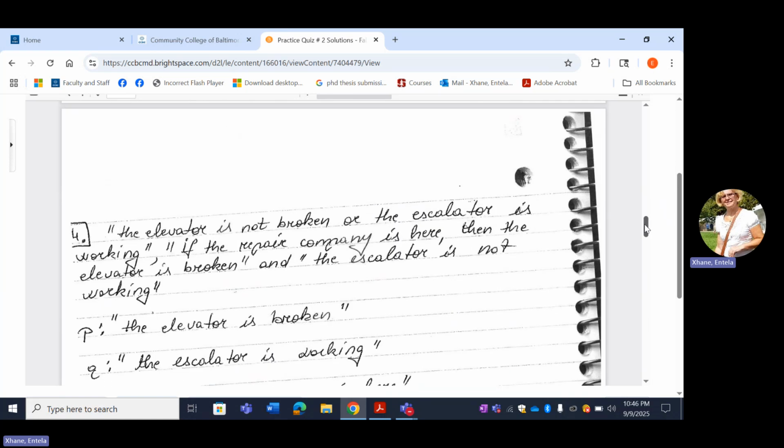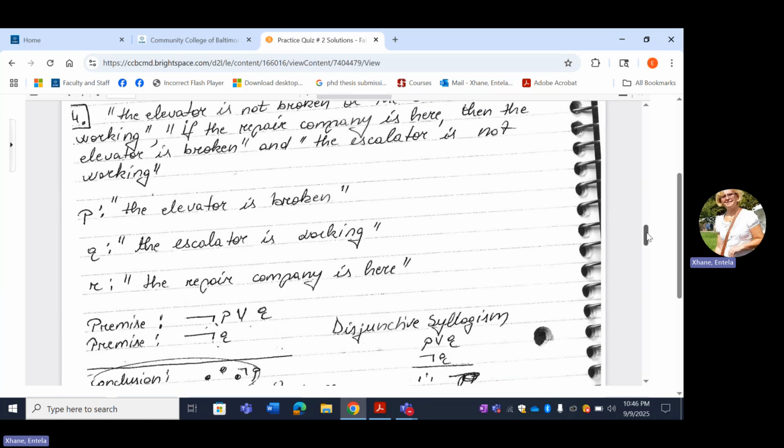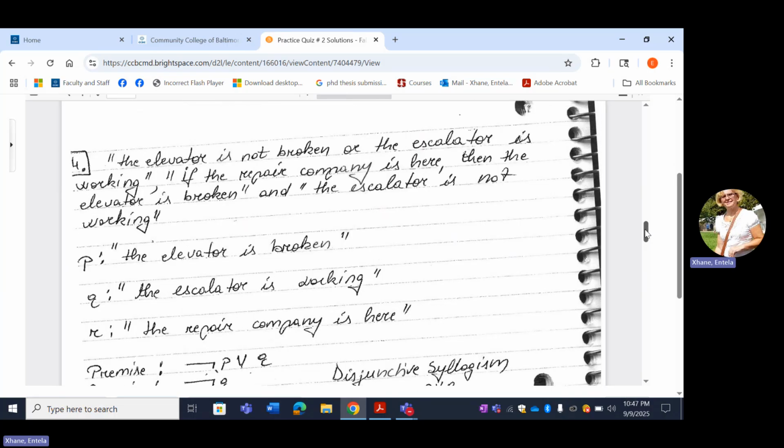Okay, so we are transitioning into the last application of arguments and premises. Given the premises: the elevator is not broken or the escalator is working. If the repair company is here, then the elevator is broken and the escalator is not working. Construct an argument using rules of inference to determine what you can conclude, if anything, about whether or not the repair company is here. Now let's see what the single statements, or the propositions, are.